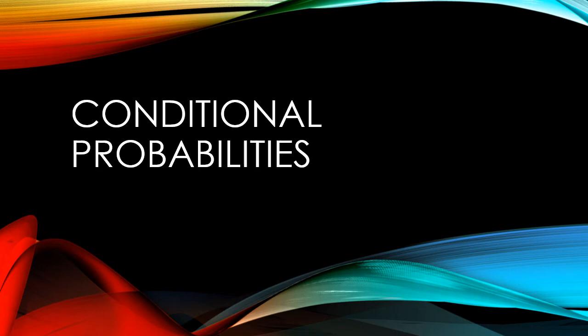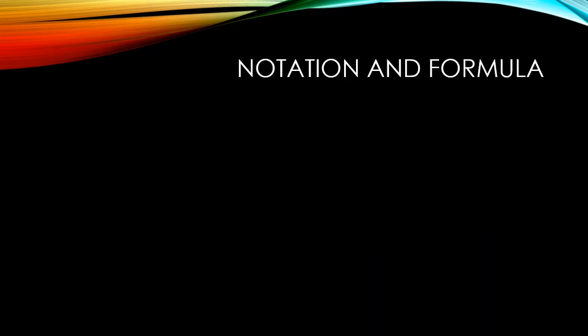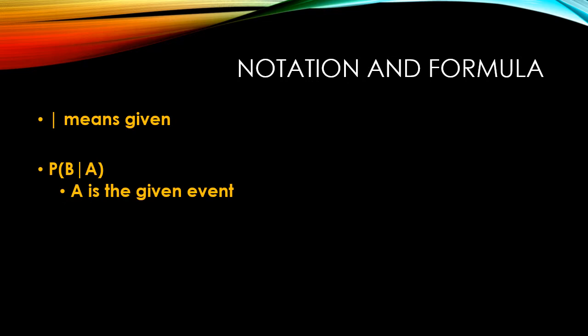Hello and welcome back. In this video, we're going to be talking about conditional probabilities. Before we get started, there are a few things with notation and the formula that we need to cover. The first is that this vertical bar means given. So when we read the probability, we read P as probability of B given A, where A is the given event and B is the outcome that we're looking for.